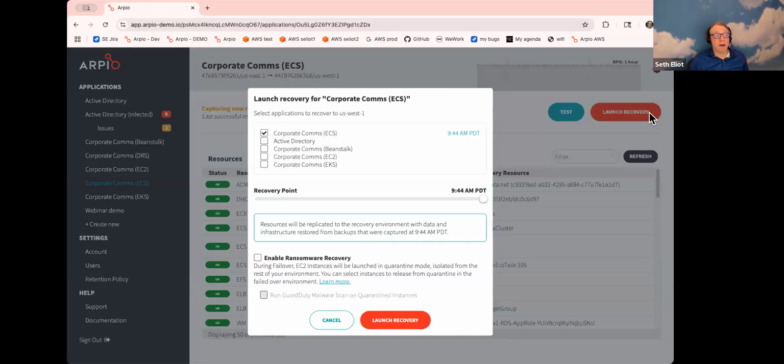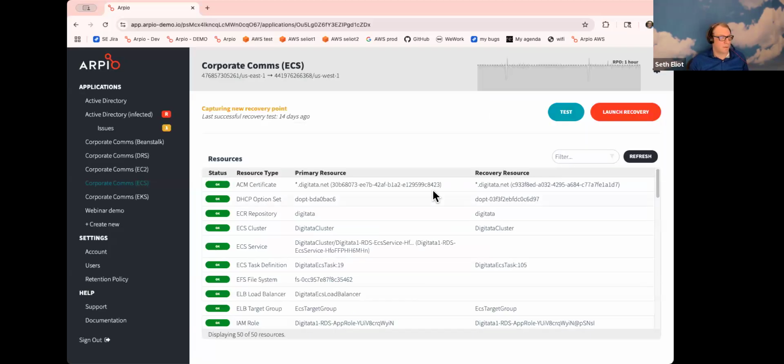If I click the big red button, I also can pick my recovery point. I could also pick my applications, but now I have the ability to enable ransomware recovery and run GuardDuty on it. And you can see there's multiple applications you could define across your entire set of AWS accounts, and all of them are protected with Arpio. So with a click of a button, you could launch it and it's going to recover.